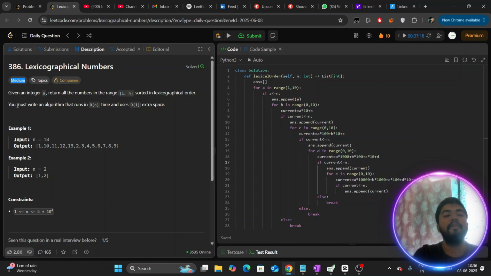The follow-up for this question is that we have to solve it in time complexity of O(n) and space complexity of O(1). To understand the problem statement, look at sample test case 1, where we have 13. For 13 we have to return all the numbers from 1 to n in the list, but we have to return them in lexicographical order.